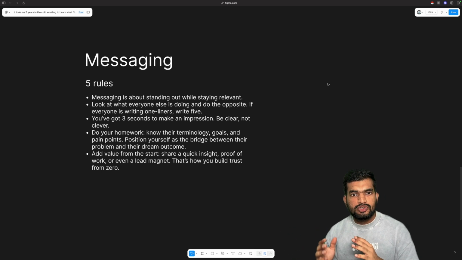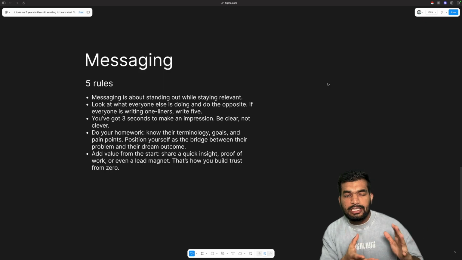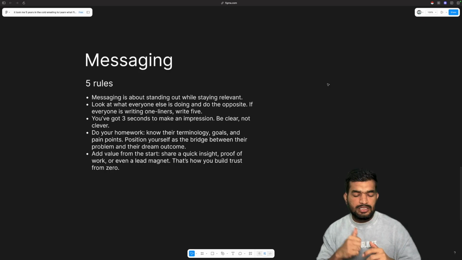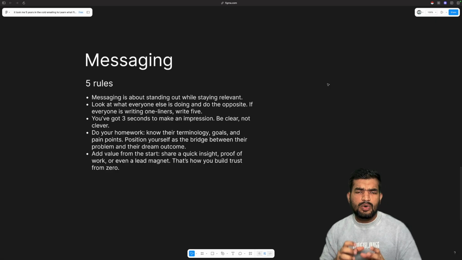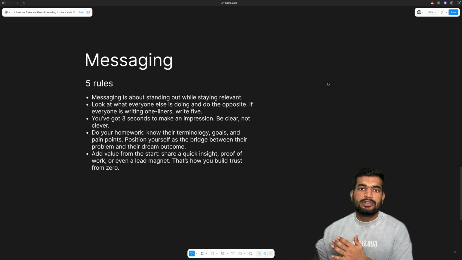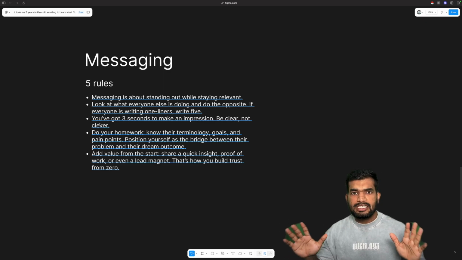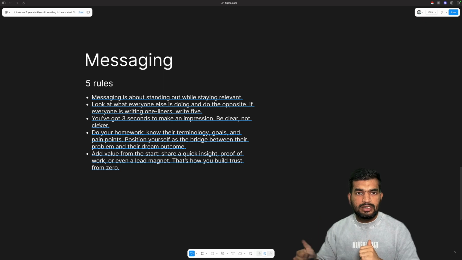With your email, your goal should not be to book a meeting, but just to start a conversation. And when they see that you are adding value through your email by sharing either a quick insight, proof of work, or even a lead magnet, that's how you can build your trust with them, and that's where they will feel confident to take a call with you. If I have to summarize messaging, I would say it's to build trust by being creative and not being clever.